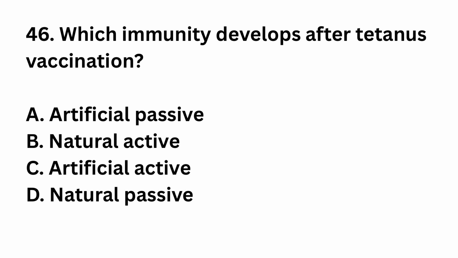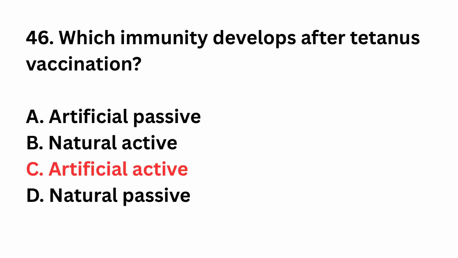Question number 46. Which immunity develops after tetanus vaccination? Artificial passive, natural active, artificial active, natural passive. The right answer is option C, artificial active. The vaccine stimulates the immune system. Memory cells provide long-term protection.